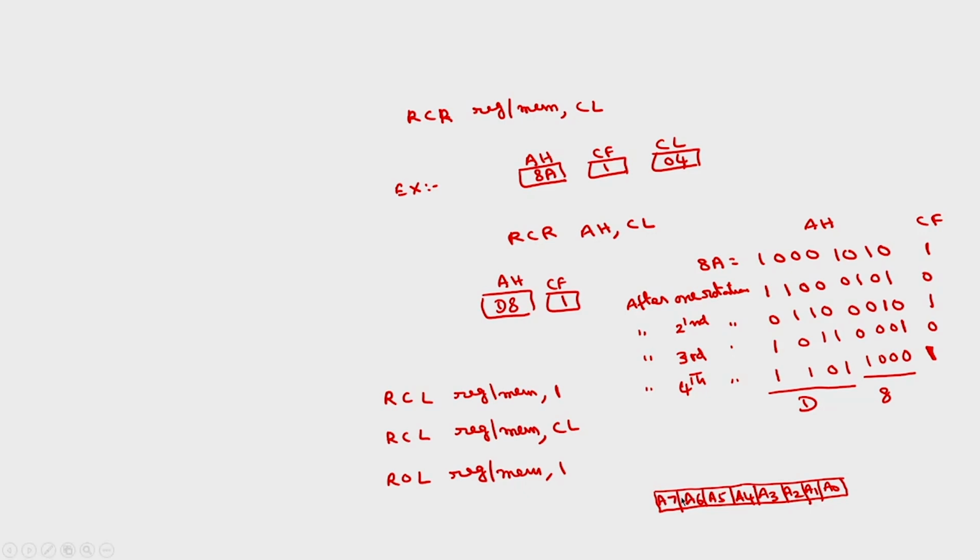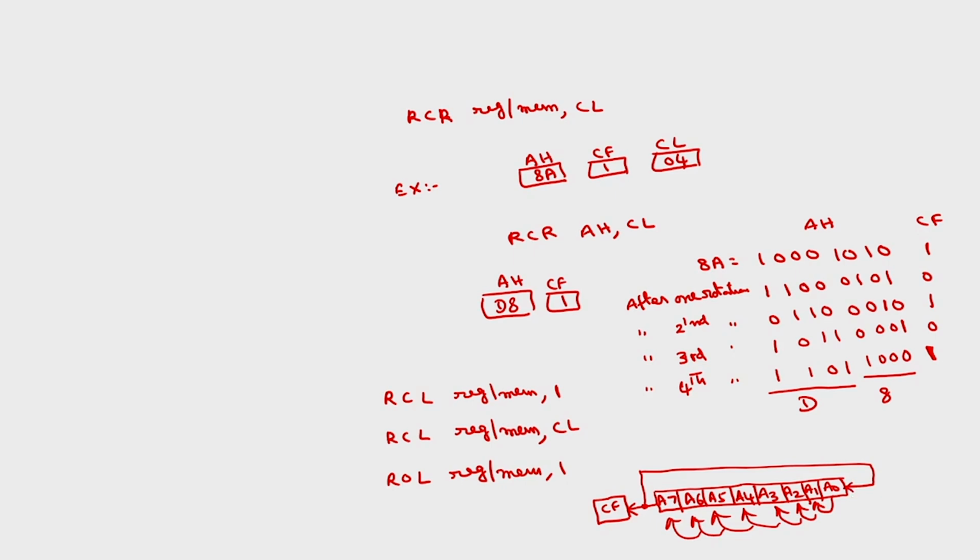So this will be rotated to the left. So A0, here somewhere carry flag will be there. So this A0 will go to A1, A1 to A2, A2 to A3, A3 to A4, and so on. In case of RCL, the contents of A7 will go to carry, the contents of carry will go to A0, whereas in case of ROL, the contents of A7 will go to the carry flag as well as A0. Okay, this is the only difference.